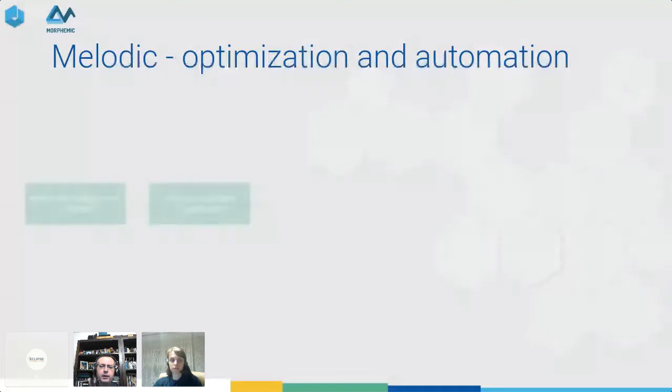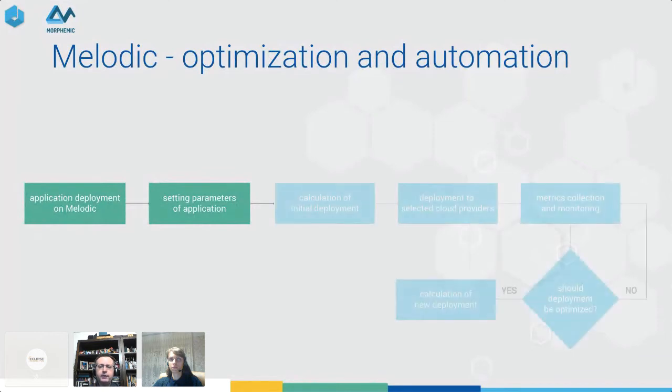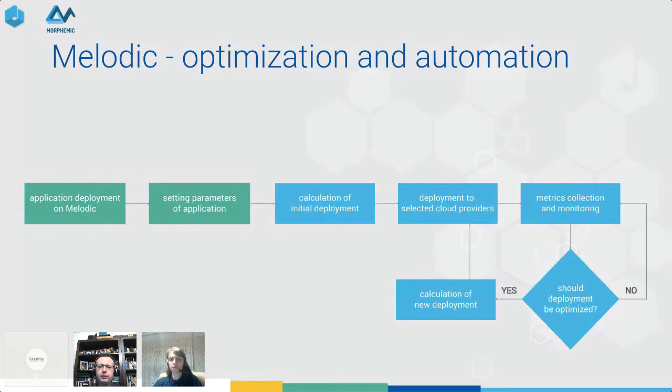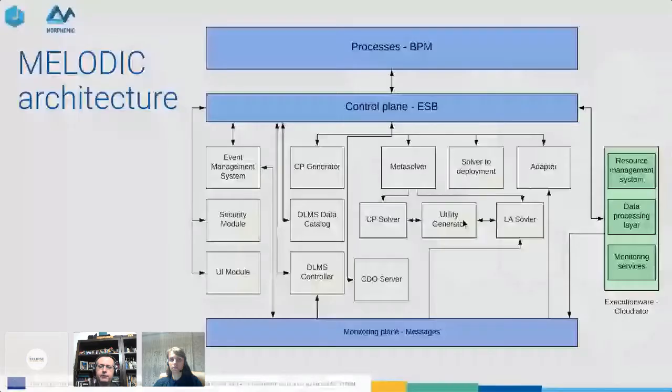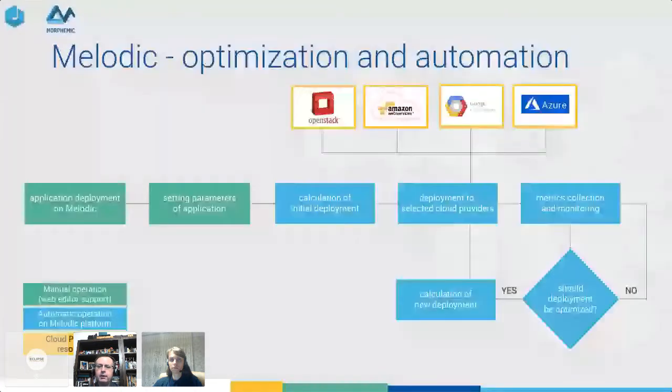So, how it works. First step is to model the application in Camel, as I said, the Camel language. Then we need to set the initial parameters like requirements for the infrastructure, for the components, and so on. And then Melodic calculates the initial deployment. Based on the parameters set in the model, Melodic is looking for the best selection of the cloud resources and makes deployment to the selected cloud providers. Then the metric collection is started and Melodic collects metrics.